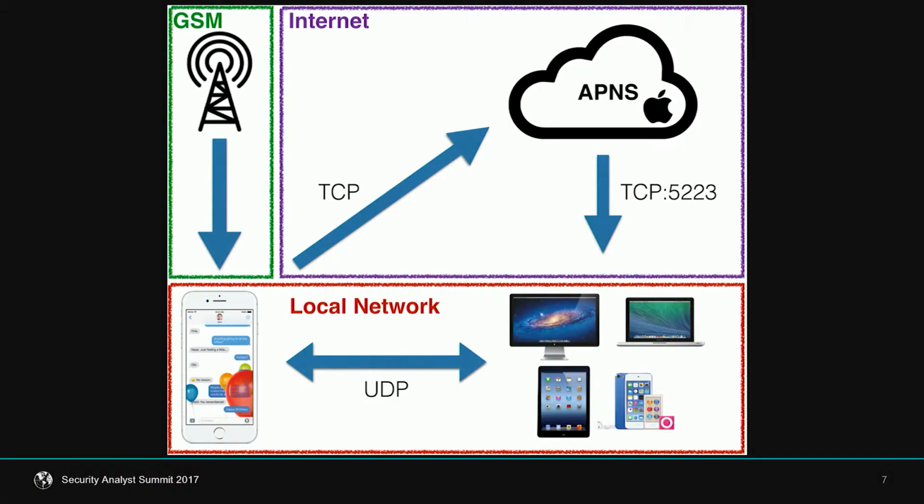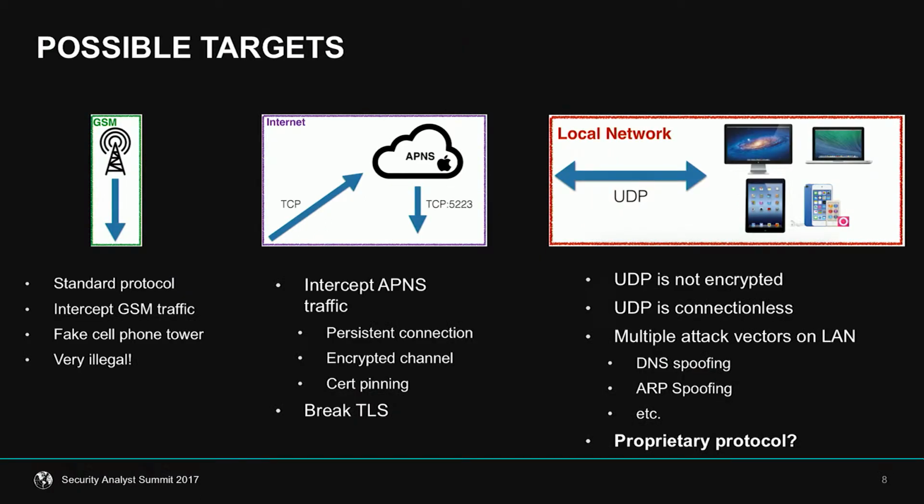All right. So basically what we have here is three scenarios. We have the GSM part, which is the call that the iPhone needs to receive. Then we have the internet part, which is the iPhone and the MacBook Pro talking to Apple servers to send those push notifications I mentioned before. And then we have the local network part, which is the iPhone talking to the MacBook Pro itself to actually transmit the audio. So in reality, what we see here is that we have three possible targets.